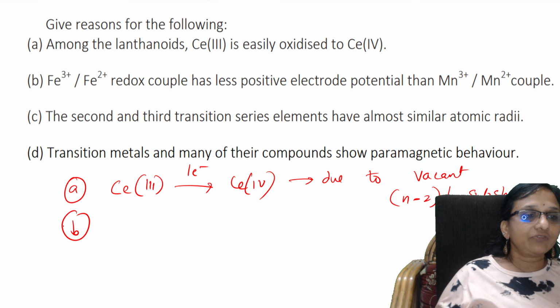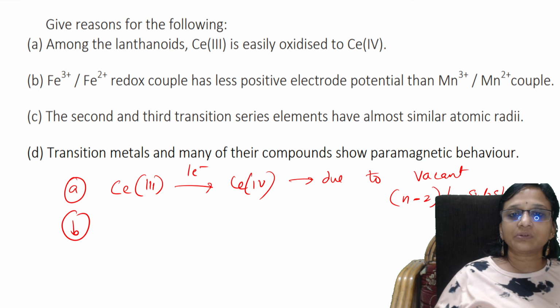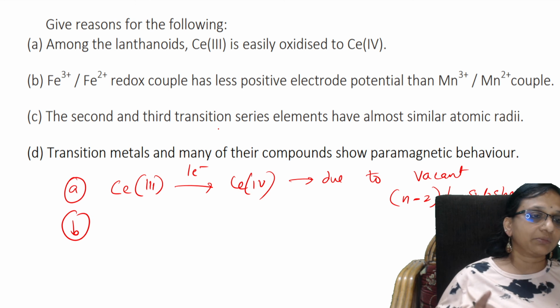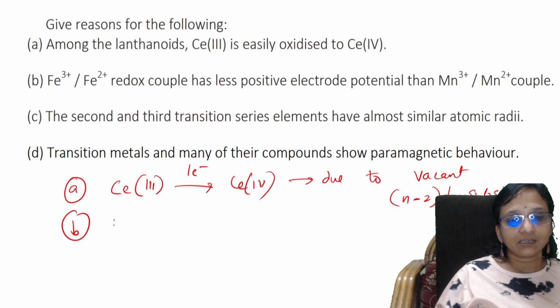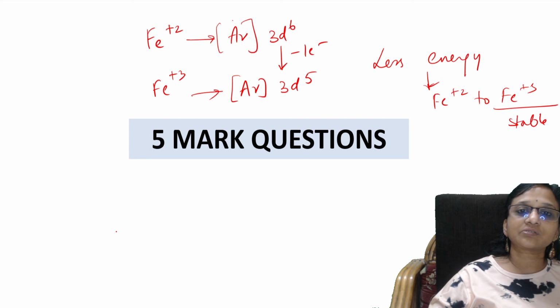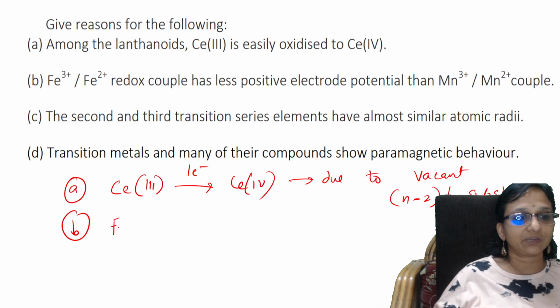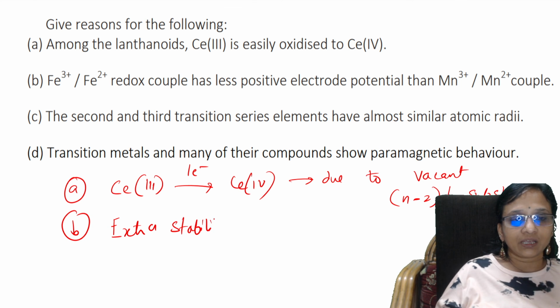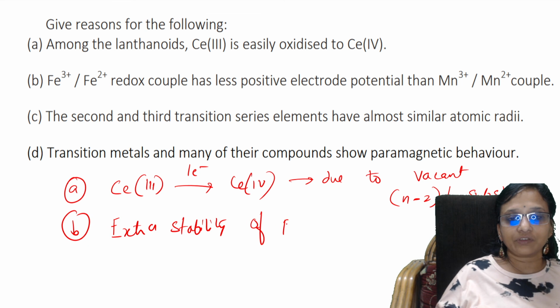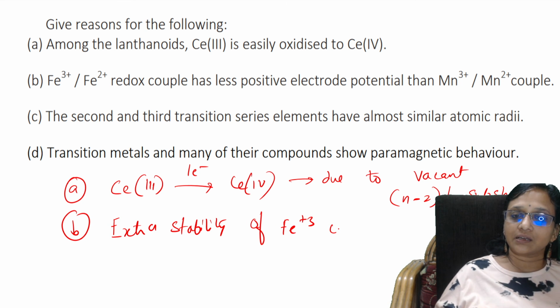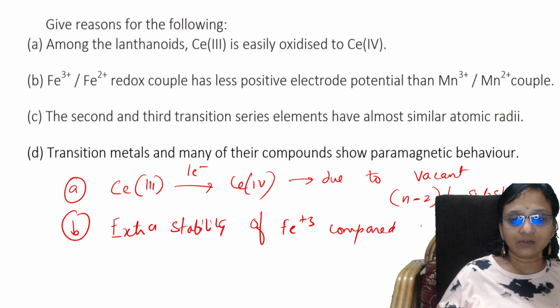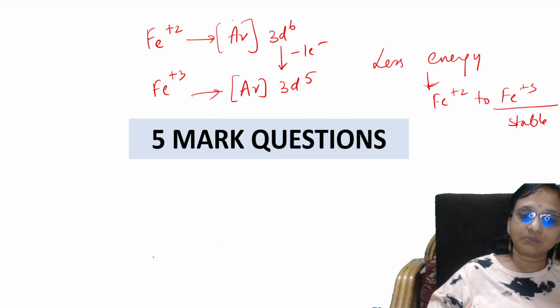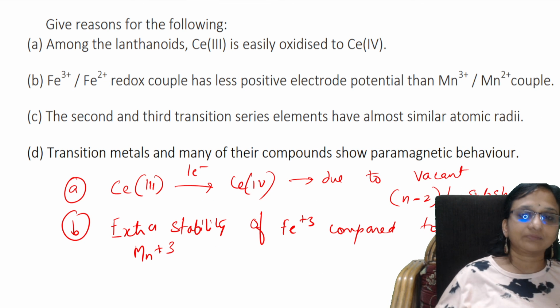Next question. Fe plus 3 by Fe plus 2 redox couple is less positive than Mn plus 3 by Mn plus 2. Simple, I said. Fe plus 3, just now I've explained, see students. Fe plus 2 to plus 3, it is gaining stability, correct? So extra stability of Fe plus 3 compared to Mn plus 3. Done.